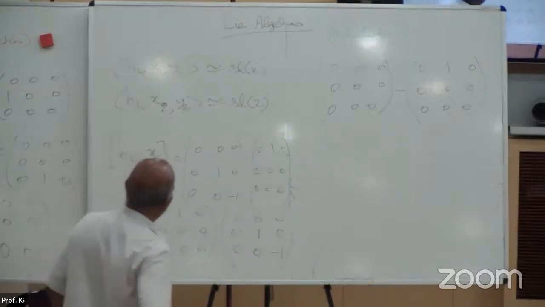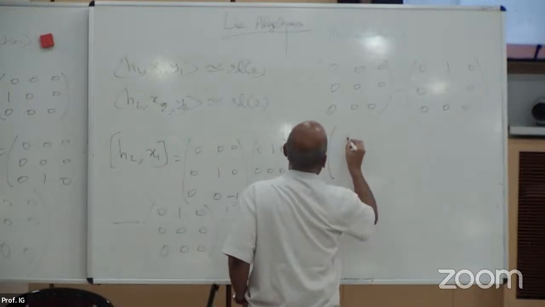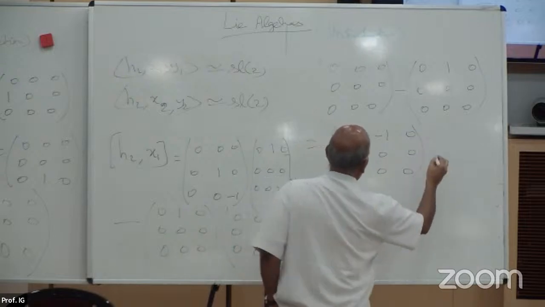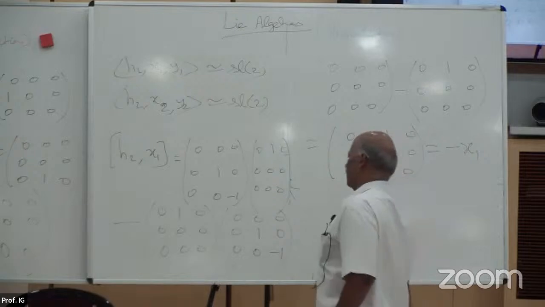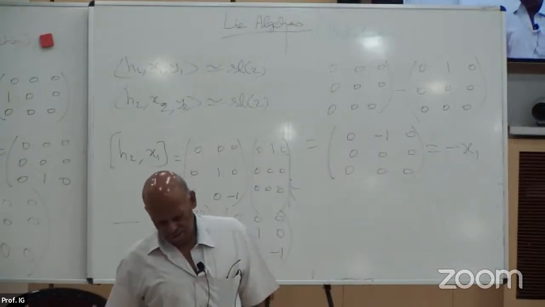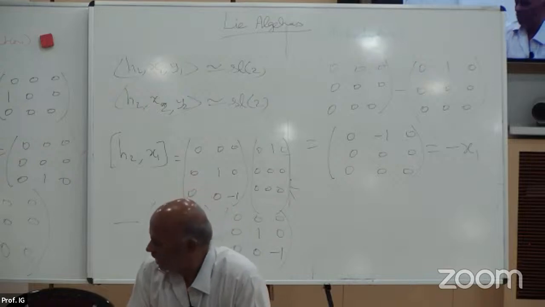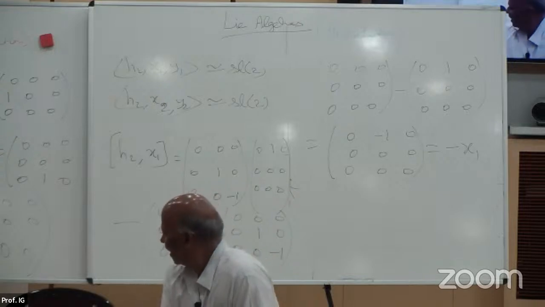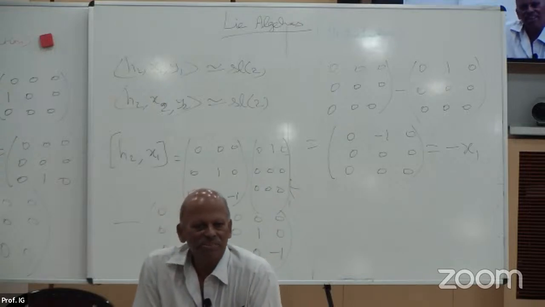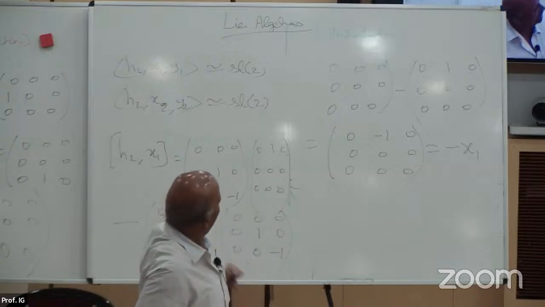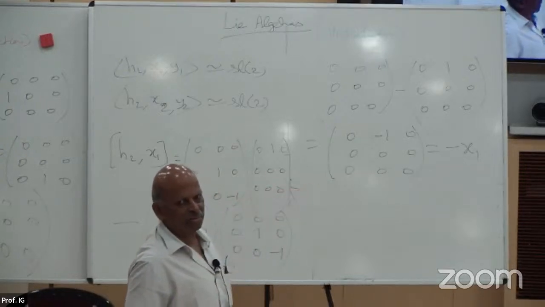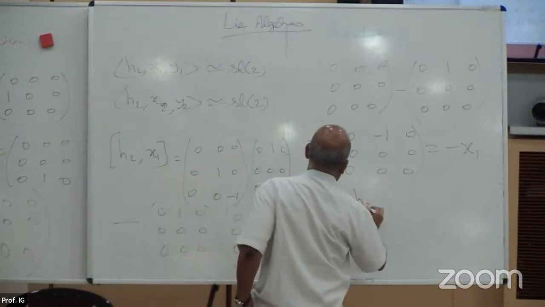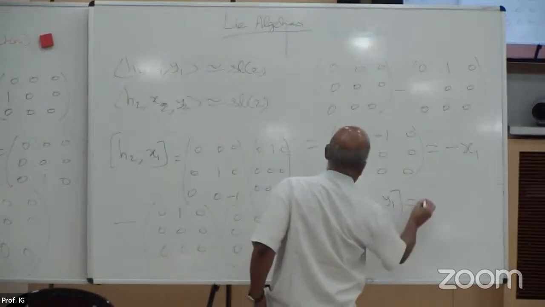So what did we get? We get 0, minus 1, 0, 0, 0, 0, 0, 0. And this is precisely minus x. Okay, so H1, X1, Y1 is an SL2. We don't have to do calculation there. H2, X2, Y2, again SL2. We don't have to do calculation there. All I have done is do H2, X1, and I'm getting minus X1. I can tell you without much problem. Similarly, H2, Y1 will be Y.